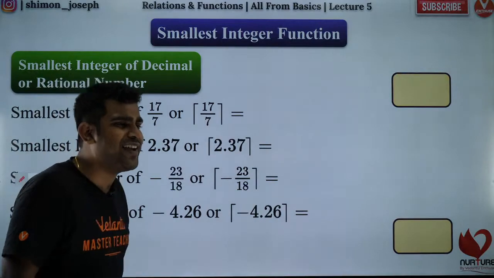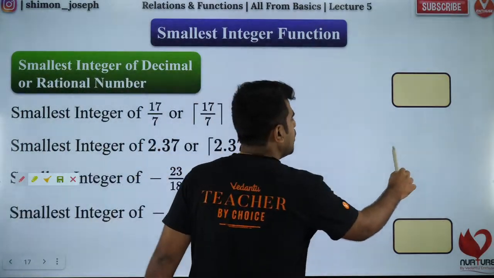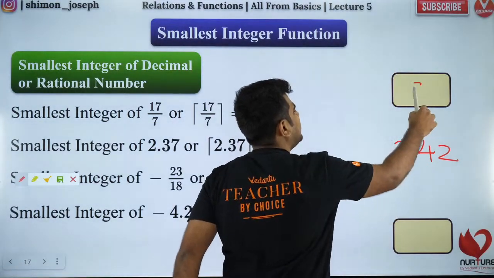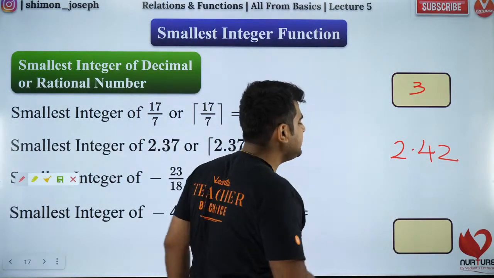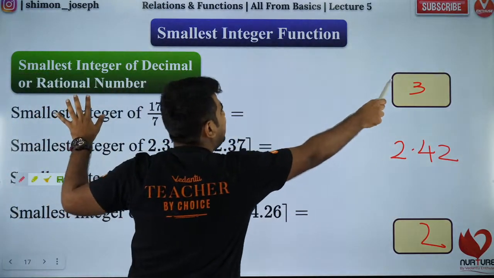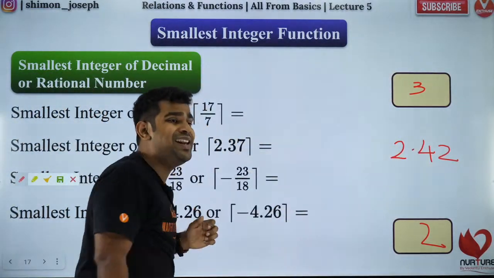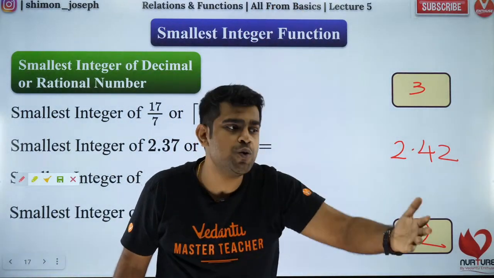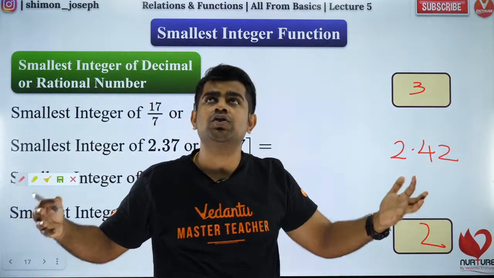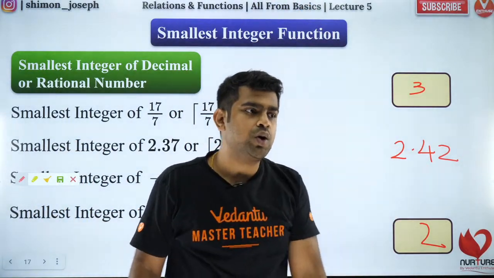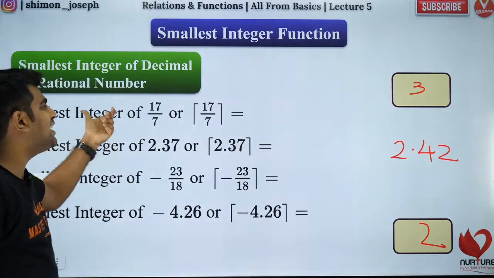So now, what is 17 by 7? It is 2.42. So if you have 2.42, what is the next integer? The next integer is 3. What is the previous integer? 2. So the smallest integer function will be the ceiling one, the one on the top. Ceiling means the roof over your head. In your house, you are sitting in a room, right? If you look up, you have a roof above you. That is called a ceiling. So the smallest integer function is like a ceiling.